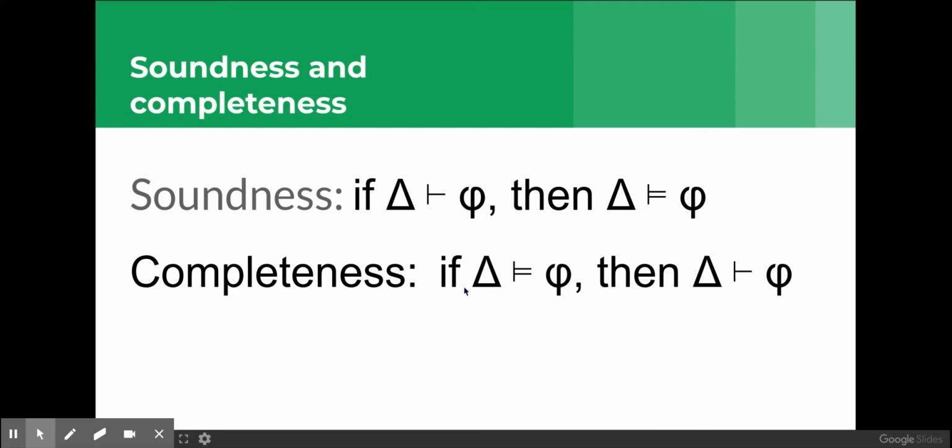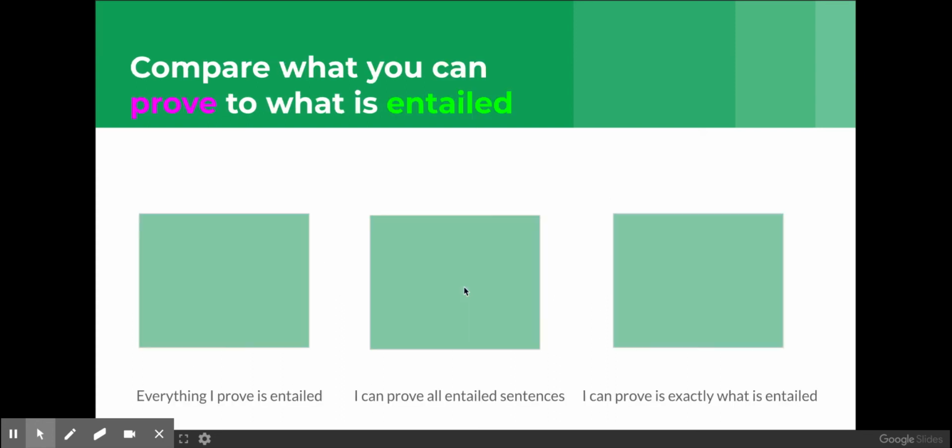Soundness says that if delta allows us to prove phi, then delta entails phi. And completeness says that if delta entails phi, then we can prove phi from delta. So that's a little bit abstract. We try to move back and forth between this formal definition and an intuition. And so now let's go from this formal definition to an intuitive comparison of what you can prove to what is entailed.